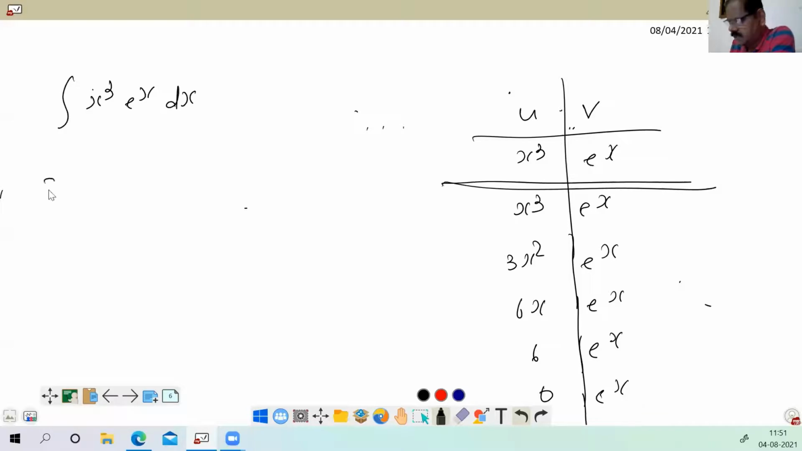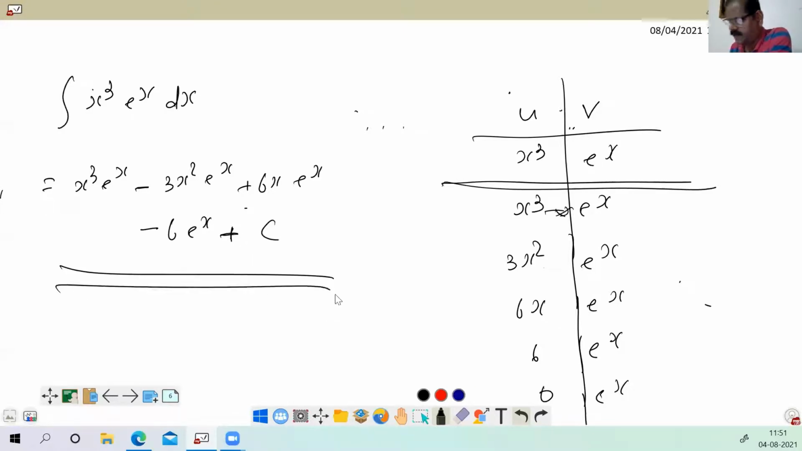So the answer is, first one is positive, x cube e raised to x. Next one is negative, alternate plus minus: 3x square e raised to x. Next is positive, plus 6x e raised to x. Next one is negative, minus 6 e raised to x. Next is 0, means we need not write anything. Then we stop here after putting plus c. So this is the shortcut method.